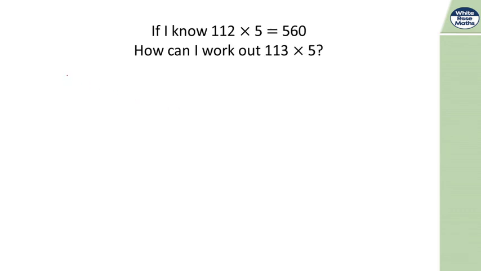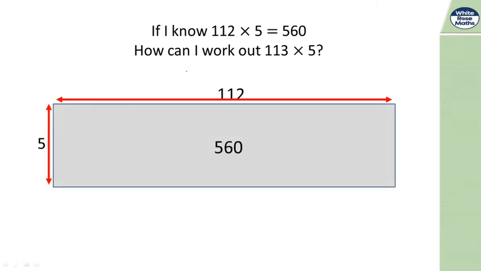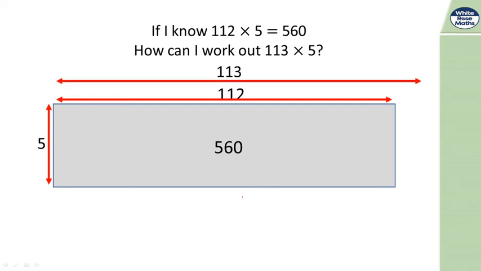If I know 112 times 5 is 560, how can I work out 113 times 5? So have a think about that. If you know the answer to that, how can you work that out quickly? Okay, so we've got 112 times 5. We know that's 560. We want to know 113 times 5.